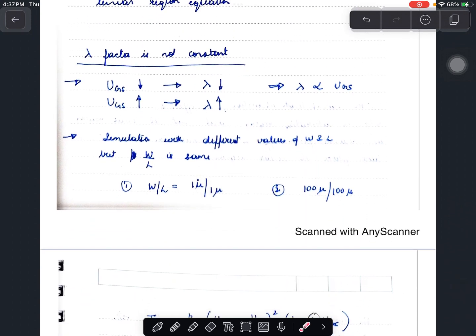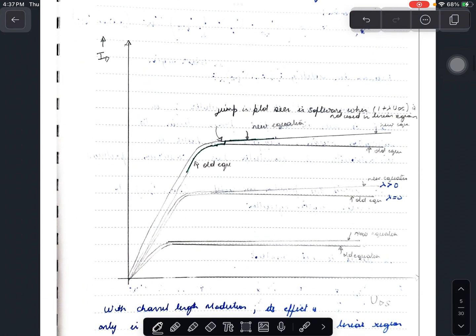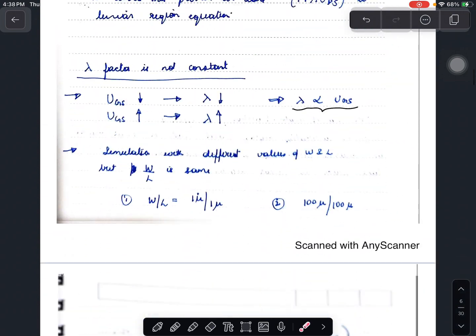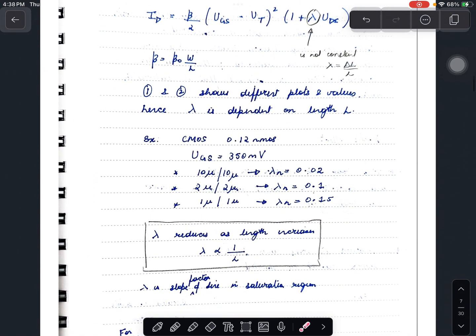And lambda is a function of VGS, that is the gate to source voltage. It is directly proportional. The lambda value increases with the increase in gate to source voltage, which can be also seen in this plot. If you see, the slope is small over here and the slope increases. So as VGS increases, the lambda value increases. Lambda is also a function of length. As the length increases, lambda is small, and as the length decreases and becomes very small, the lambda value is high.